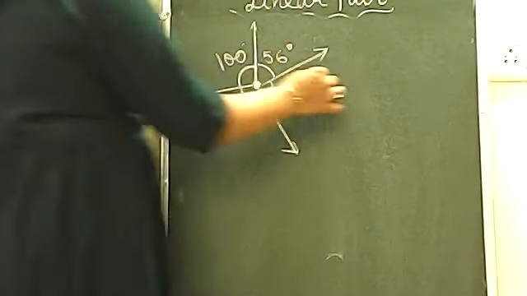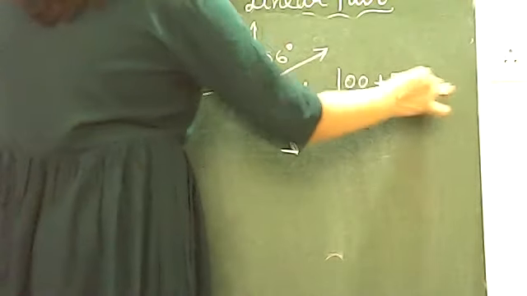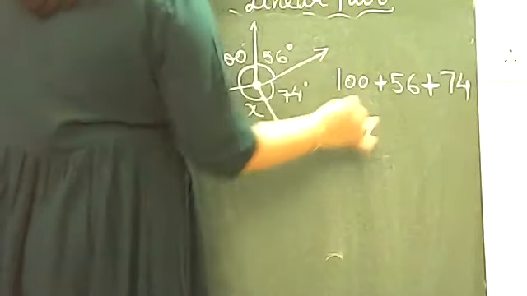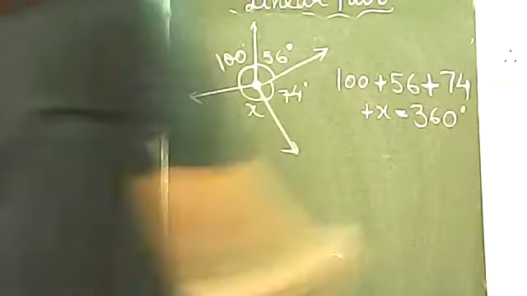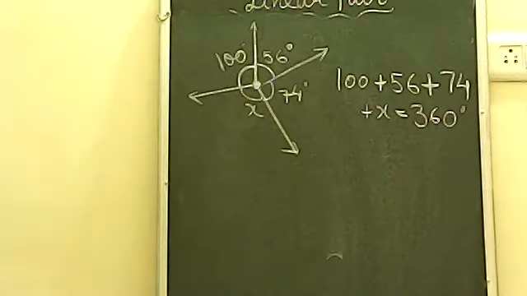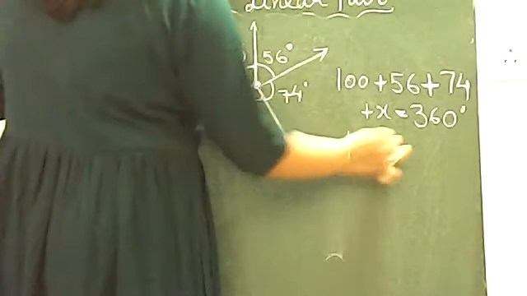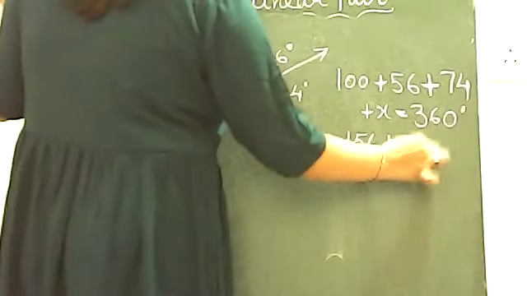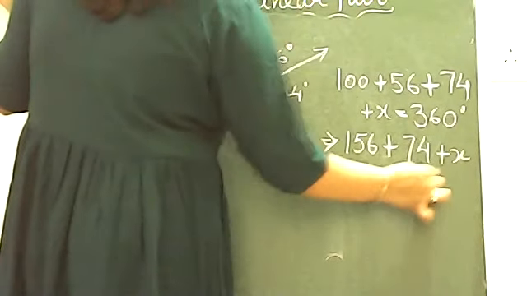So let's find out the value of the angle. It will give you 100 plus 56 plus 74 plus x. The total will give you 360 degrees. This is the property of, remember, the property of complete angle. Now let's add one by one. This is 156. This is 74. This is x. Will give you 360 degrees.